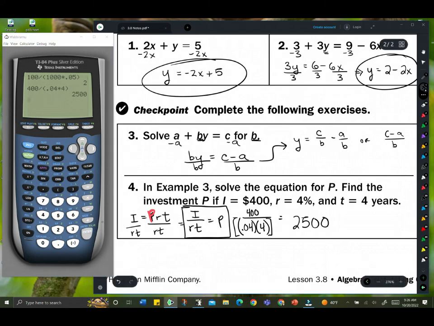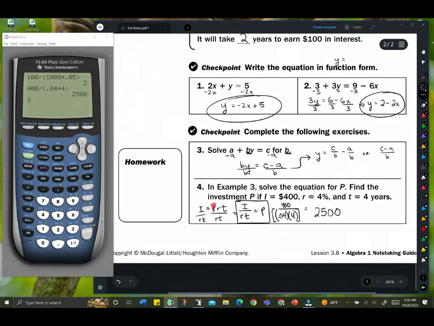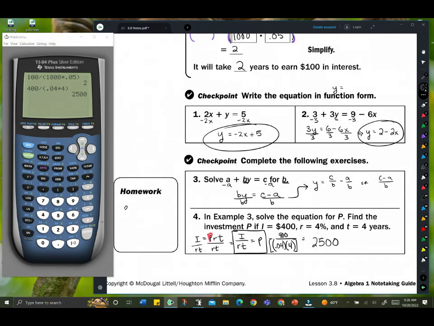2,500, okay? Last lesson of this unit, guys, a little tricky stuff, so homework is going to be essential. Check out the answer keys, do your best, ask if you have questions, but great job, guys.